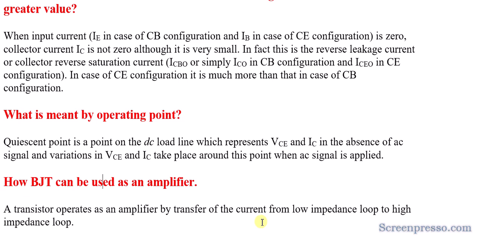Everything depends on the impedance, which is like a resistance, not exactly, but we can understand it that way. A transistor operates as an amplifier by transfer of the current from a low impedance loop to a high impedance loop. Whenever this low impedance to high impedance transfer happens, it operates as an amplifier. So the BJT, the bipolar junction transistor, can be operated as an amplifier.